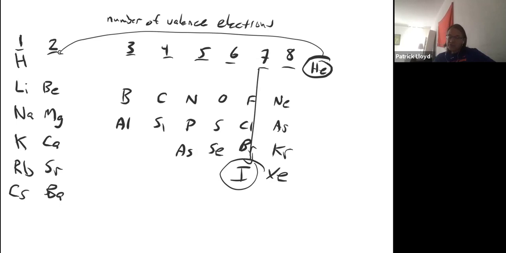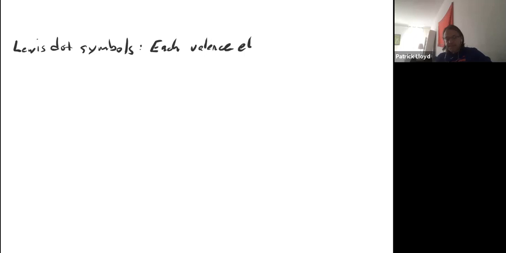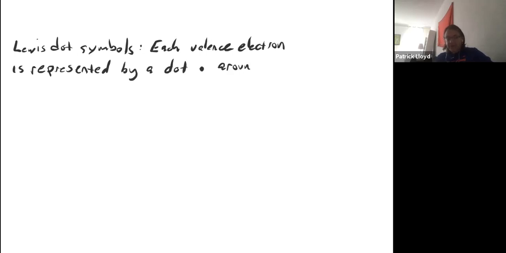Now, here's what we're going to do. We're going to now introduce what are called Lewis dot symbols. They're cool. So G.N. Lewis was preparing a general chemistry lecture, so is claimed. And he was looking at these patterns and he came up with this system. Essentially, you represent each valence electron, just the valence, not the core, each valence electron is represented by a dot around the symbol of the element.